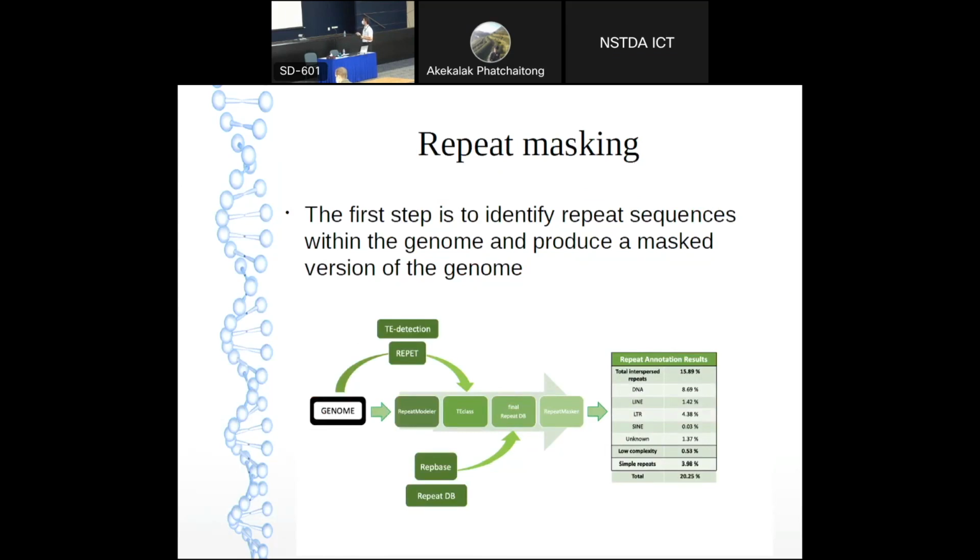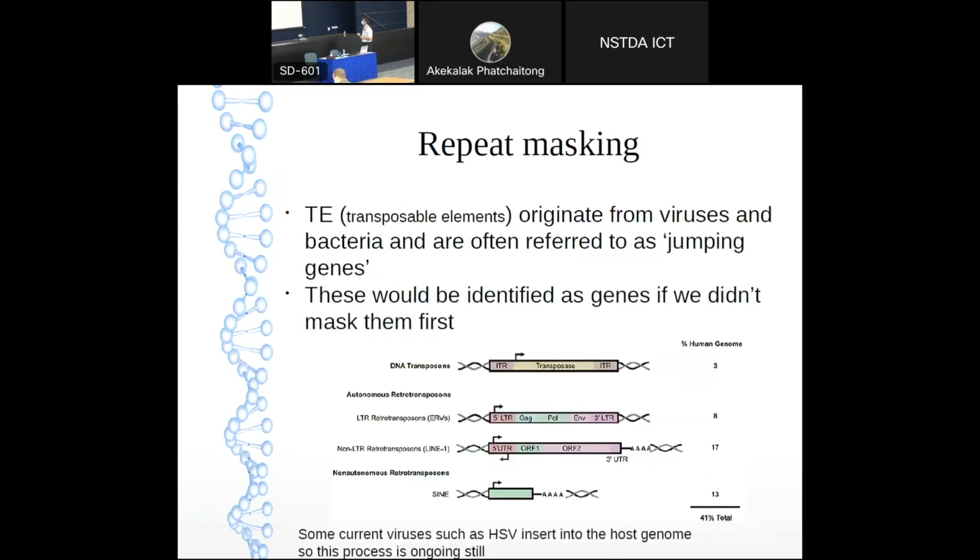So it identifies transposable elements and compares against a repeat database. Okay, so the main reason for doing this is to mask out the transposable elements. So these are the direct repeats. So these originate from viruses and bacteria, and they're often referred to as jumping genes because they contain genes that transcribe them, and then they can move to a different part of the genome, get reinserted, and then you get an extra copy.